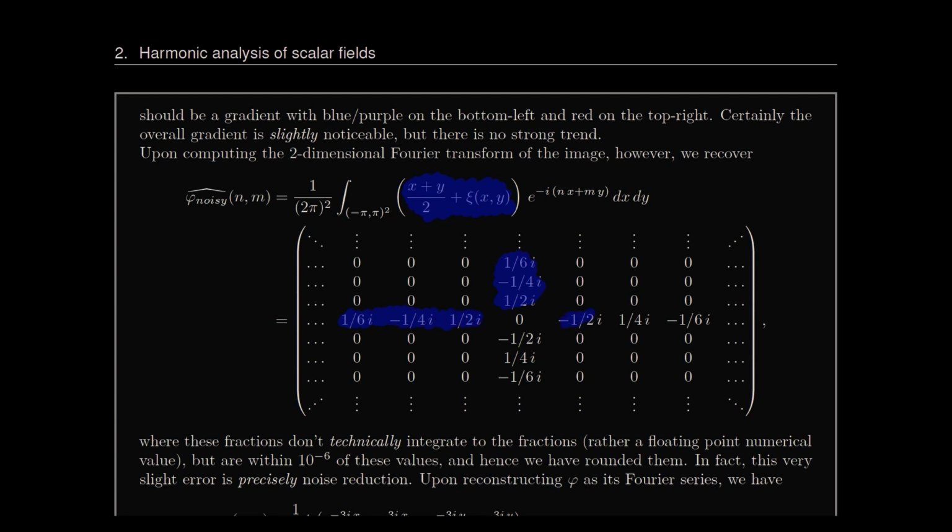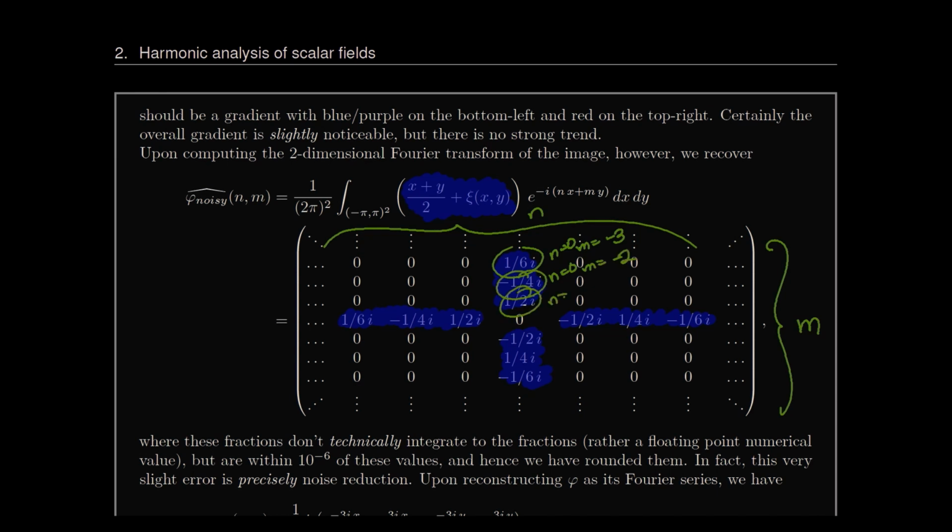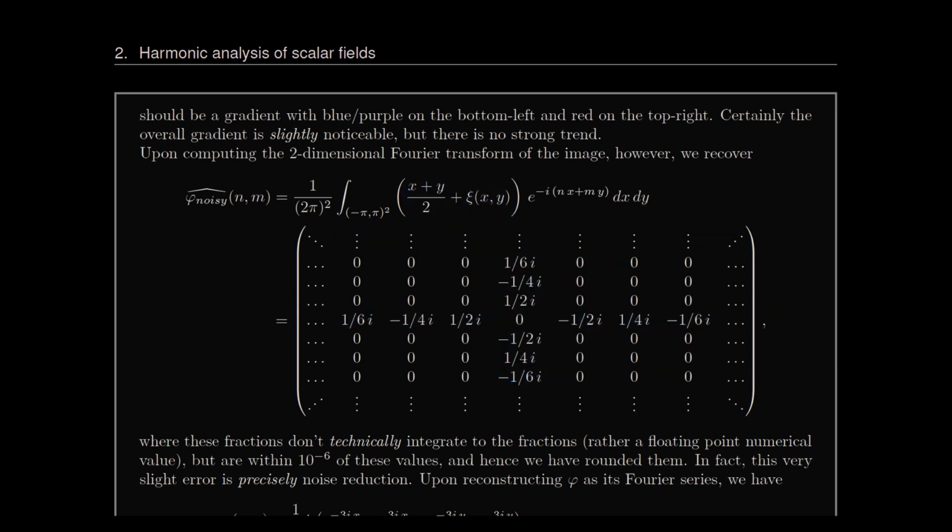What do I mean by getting these coefficients in a matrix? I mean that within the matrix, the width is going to be, I believe, n, and the height is m, or those might be swapped around. But one way or the other, this is going to be n equals 0, m equals negative 3, n equals 0, m equals negative 2, and then this is n equals 0, m equals negative 1. Both are 0, n equals 0, m equals 1, and so on. So those describe the n, m coordinates.